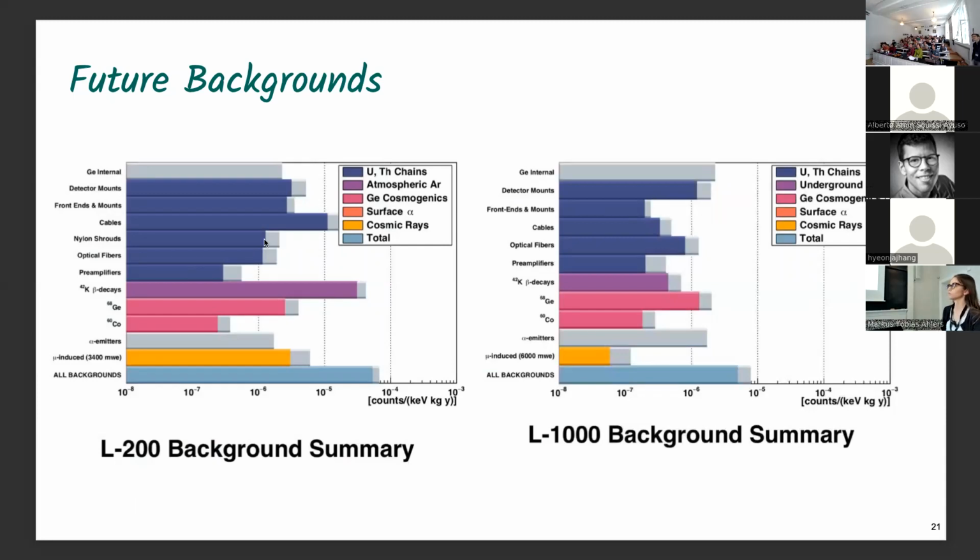I was just wondering about the uranium and thorium chain, because I assume these are intrinsic impurities in the materials you are using, right? Yeah. Okay, so better material selection. Yes, thank you.